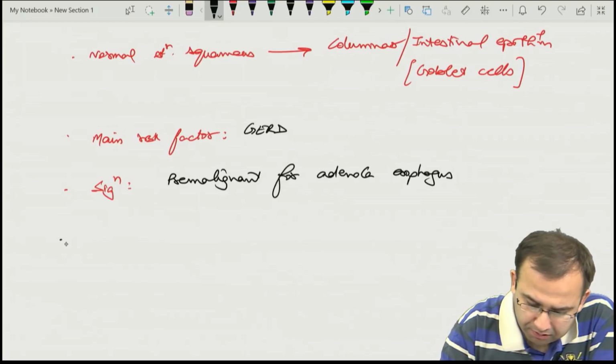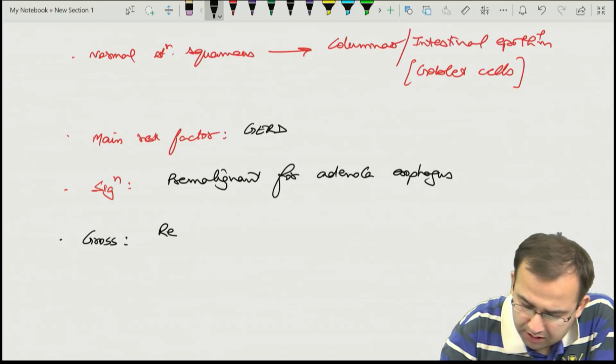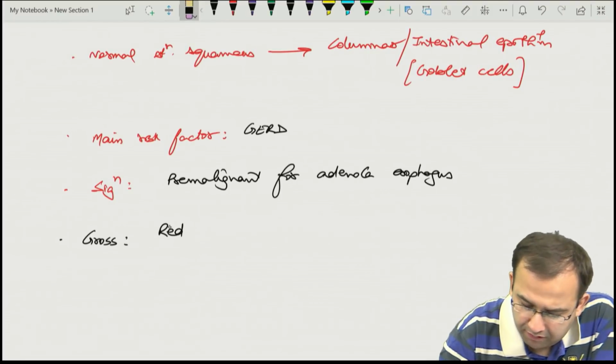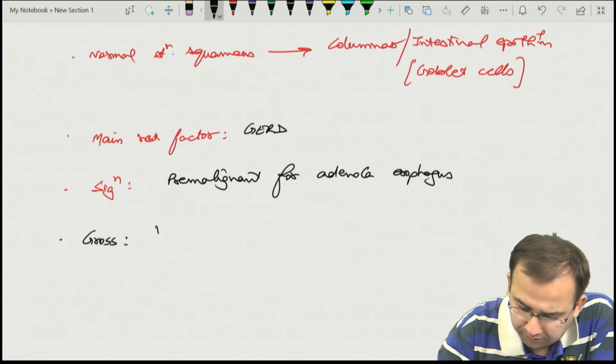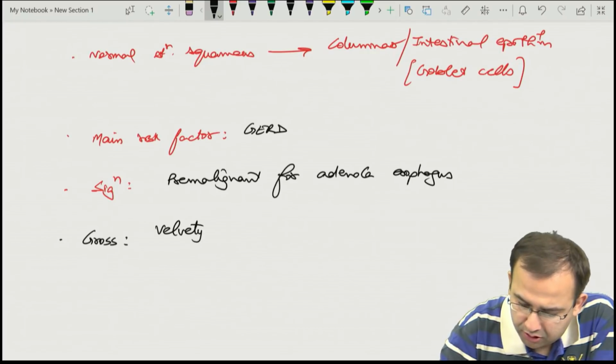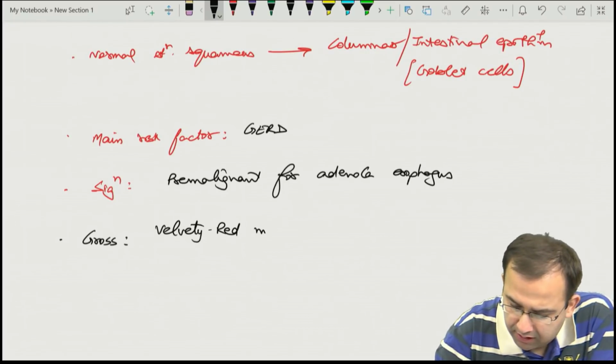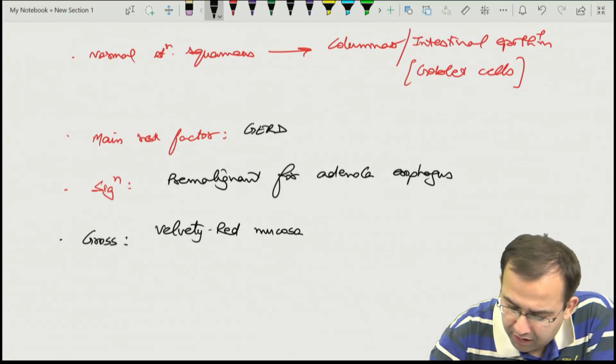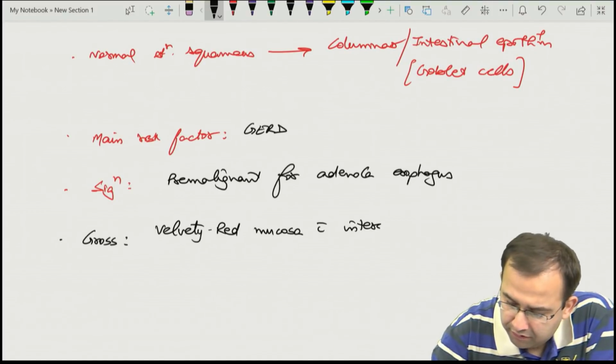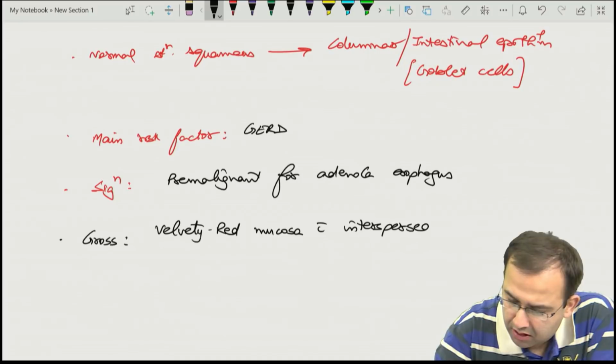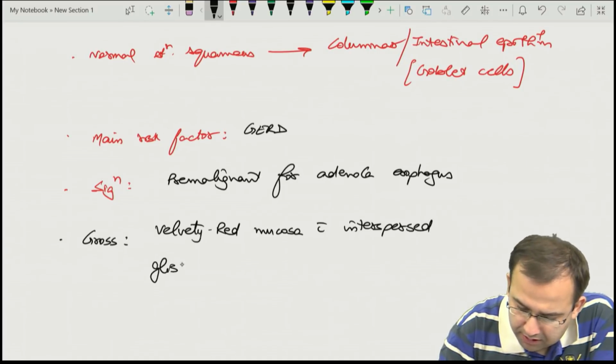Next point, grossly, it shows the presence of velvety red mucosa, with interspersed glistening white areas.